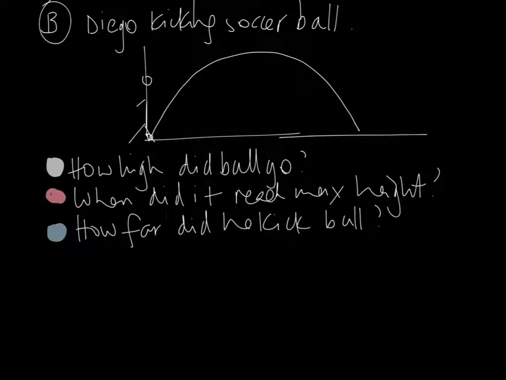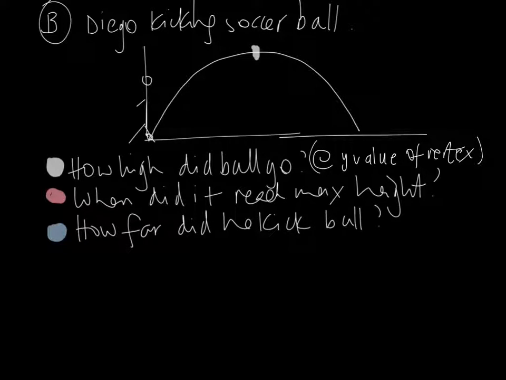So how high did the ball go? That's pretty much there, right? That's the max. And it occurs where? That occurs at the y value of the vertex. I hope you guys can see that, right?